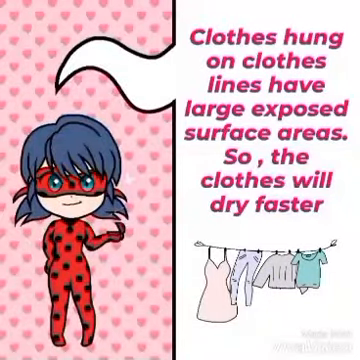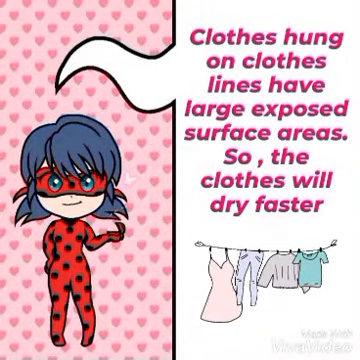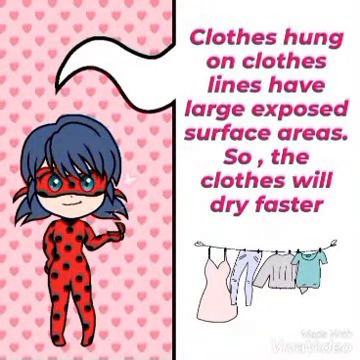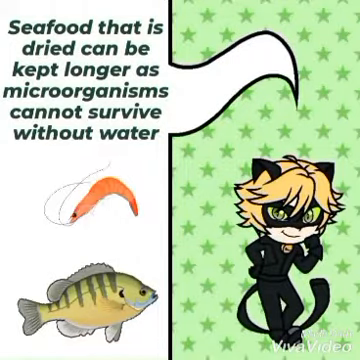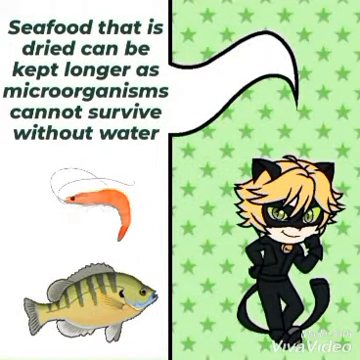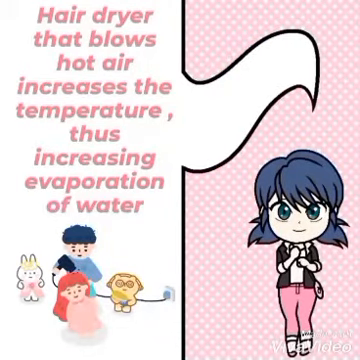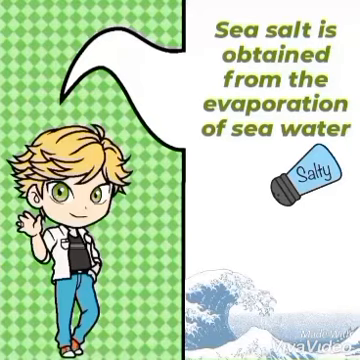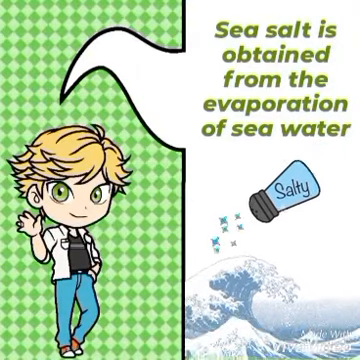Clothes hung on clotheslines have large exposed surface areas, so the clothes will dry faster. Seafood that is dry can be kept longer as microorganisms cannot survive without water. A hair dryer that blows hot air increases the temperature, thus increasing evaporation of water. Sea salt is obtained from the evaporation of seawater.